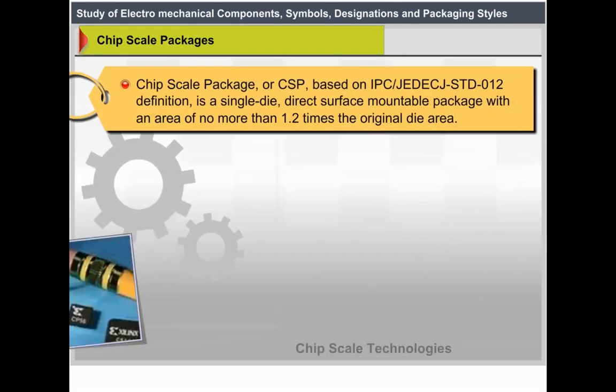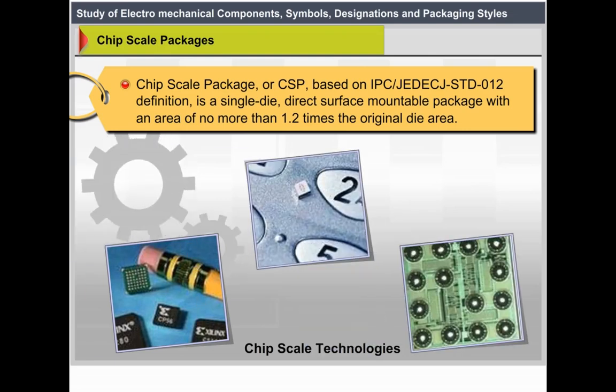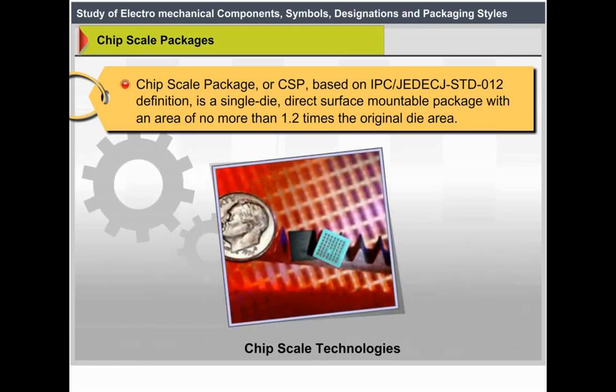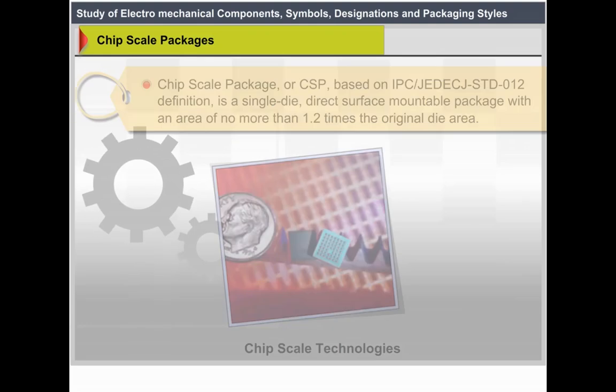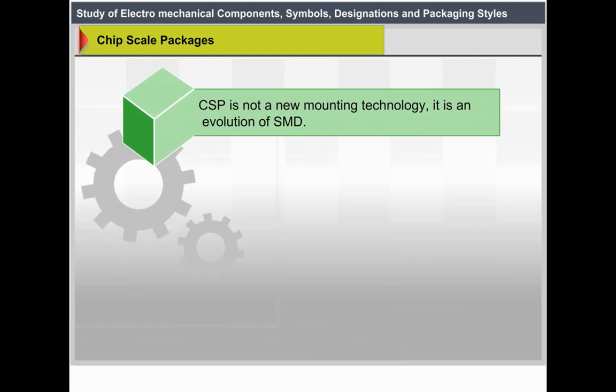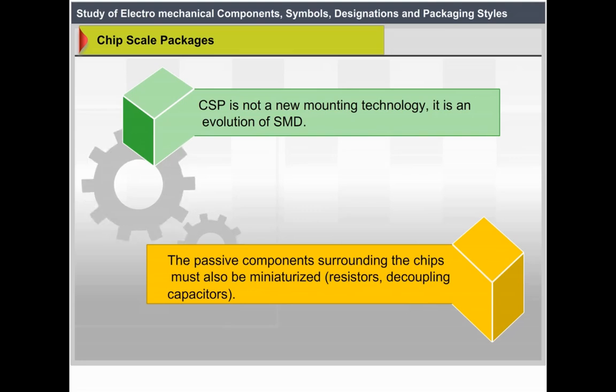Chip scale packages. Chip scale packages or CSP, based on the IPC/JEDEC J-STD-012 definition, is a single die direct surface mountable package with an area of no more than 1.2 times the original die area. Chip scale technologies is shown in figure. CSP is not a new mounting technology. It is an evolution of SMD. The passive components surrounding the chip must also be miniaturized: resistors, decoupling capacitors.